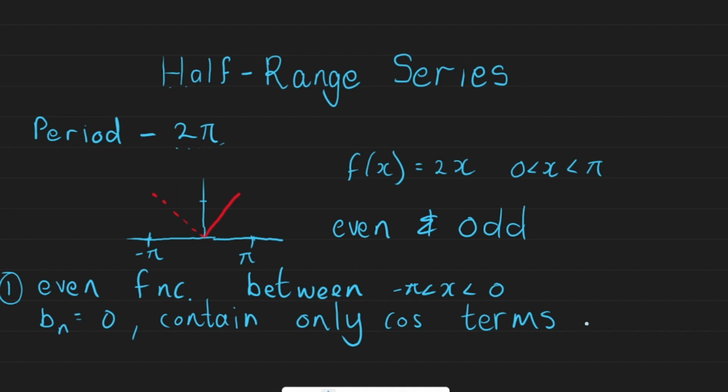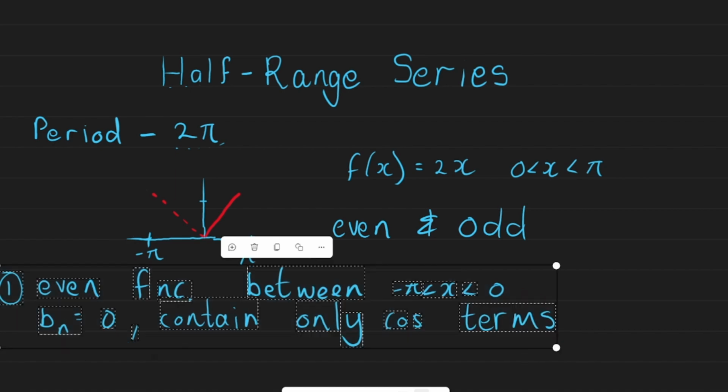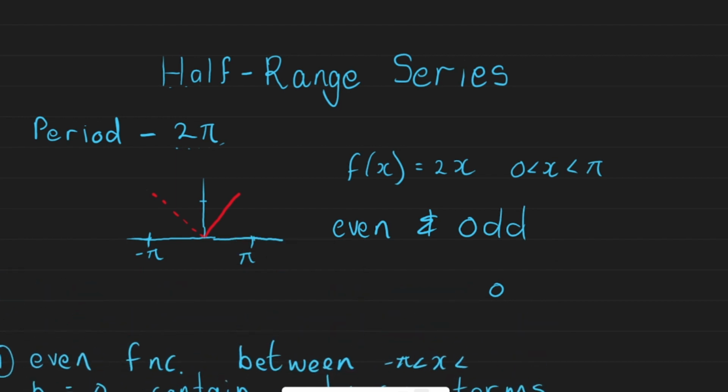The other thing that we can do is we can assume an odd function. So if we were to assume an odd function between minus pi and 0, we would be assuming that there is a symmetry about the point of origin.